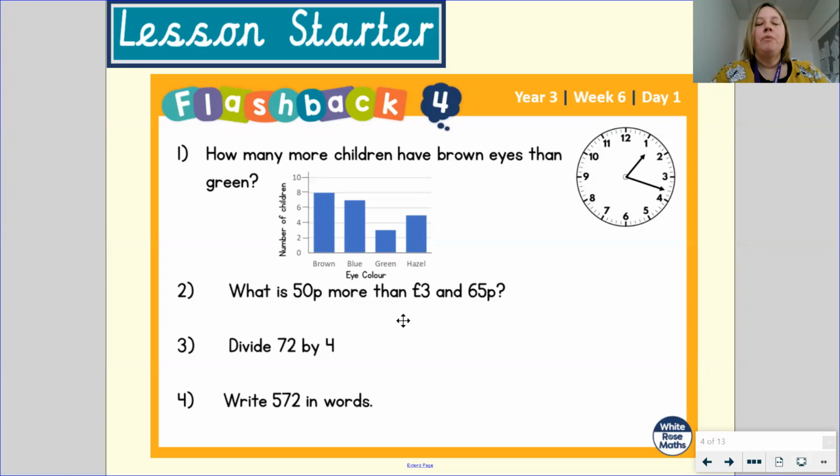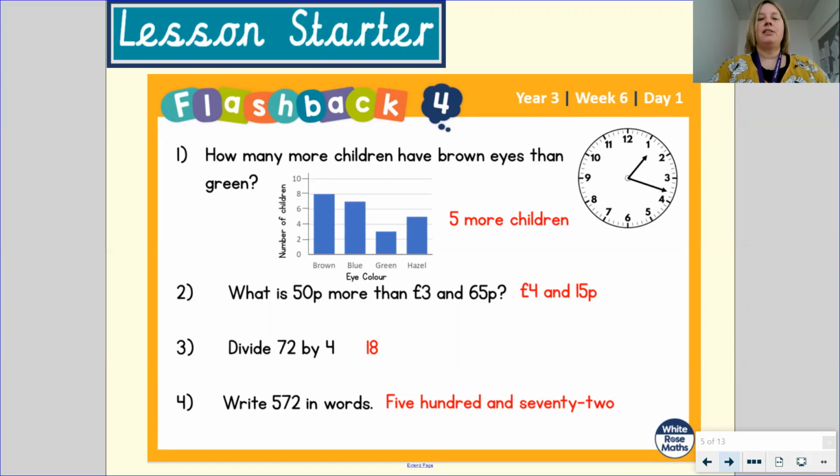Question number 2. What is 50p more than £3 and 65p? So you need to add 50p to £3 and 65p. Question 3. Divide 72 by 4. Question number 4. Write 572 in words.